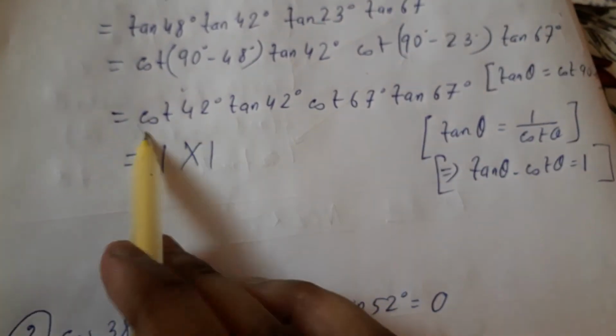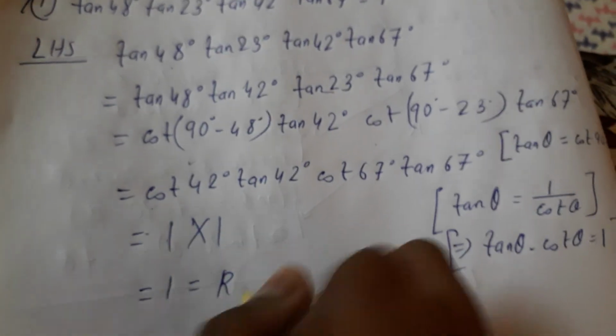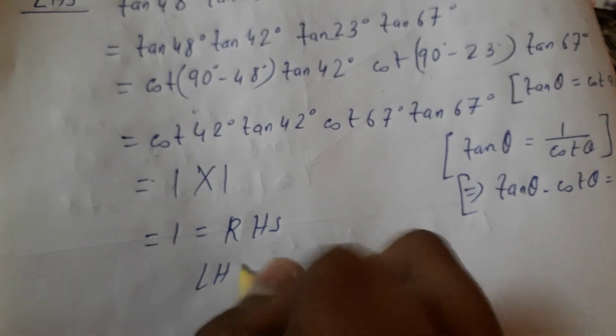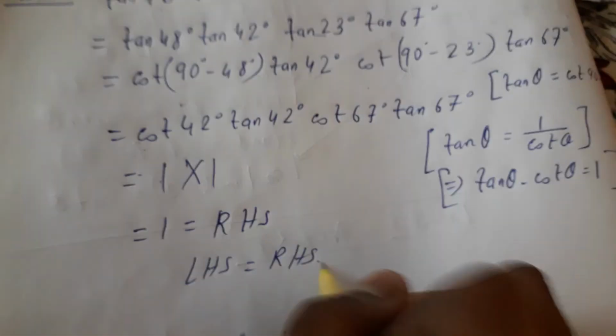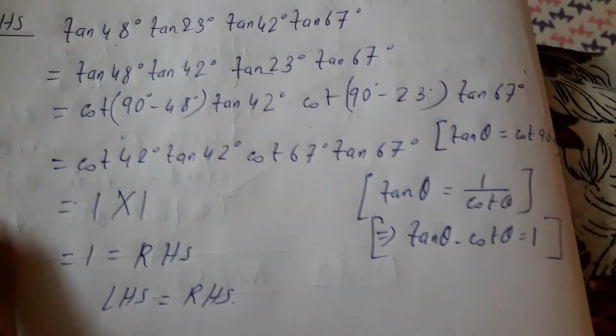Now see, so cot theta into tan theta, 1 into 1, which is equals to 1, which is equals to right hand side. So LHS is equals to RHS. Okay, see, you have to do in this way, and you have to always write the reason. Okay students, now see the second one.